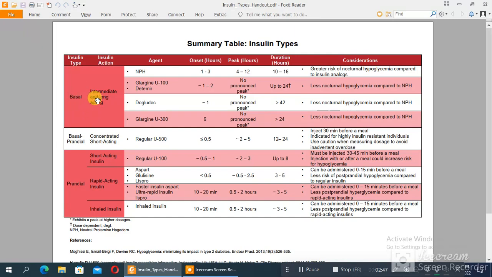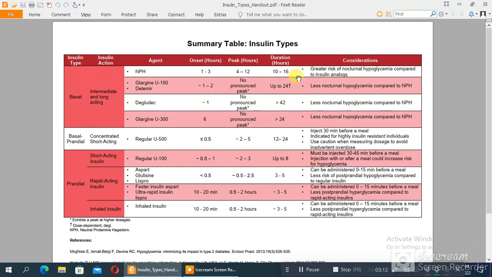So basal insulins, as I have told you, are the intermediate and long acting. In that category we have NPH. NPH stands for neutral protamine hagedorn. It is actually an intermediate acting insulin. Its total duration of action is 10 to 16 hours. Its onset time is 1 to 3 hours, and its peak plasma levels are achieved between 4 to 12 hours.